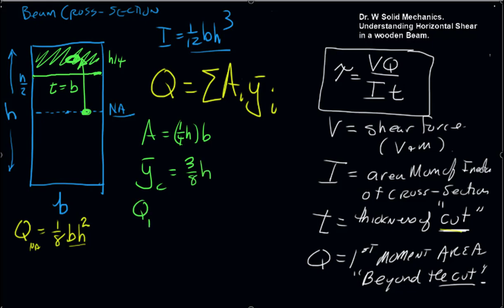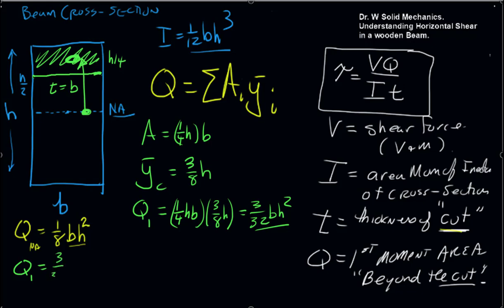So Q1, we'll call this, would be 1/4 HB times 3/8 H, which gives us 3/32 BH squared, which you can write over here. And you can see that Q is decreasing as we move further and further out.